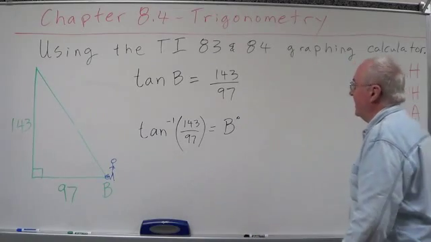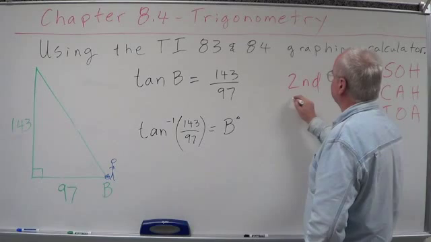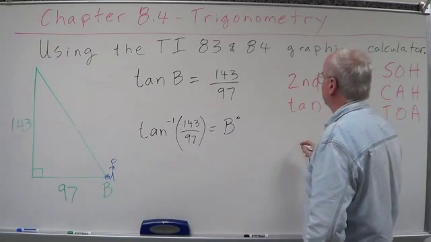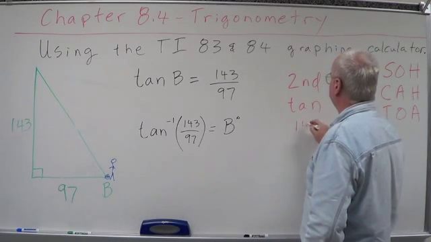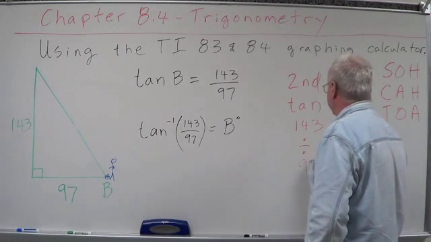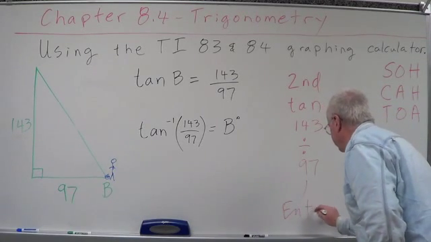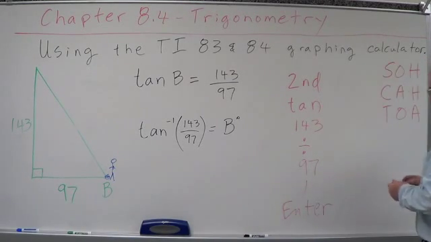How do we put it in our calculator? Second, tangent, 143 divided by 97, close parenthesis, and enter. And again, what angle should we get? We should get something very close to 56 degrees.